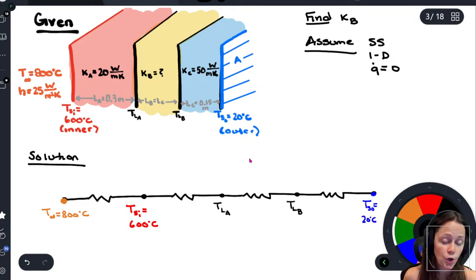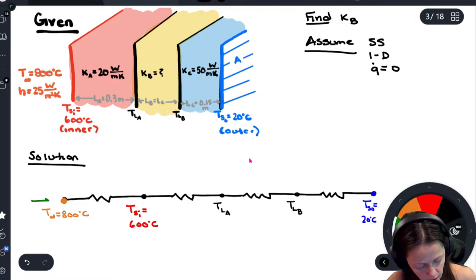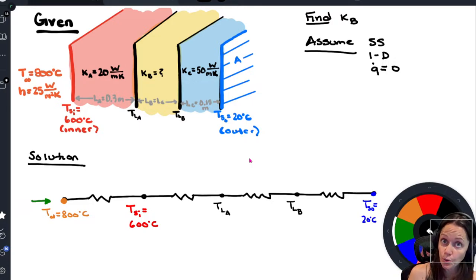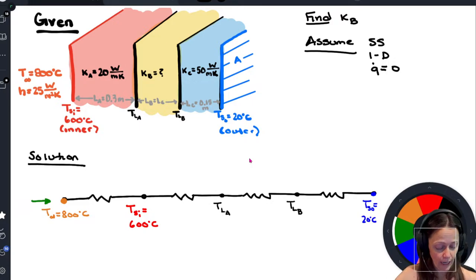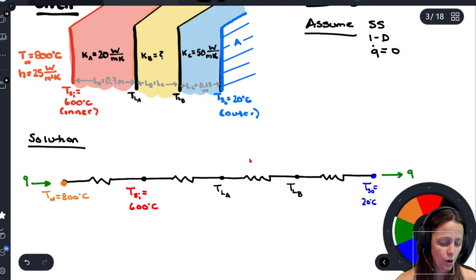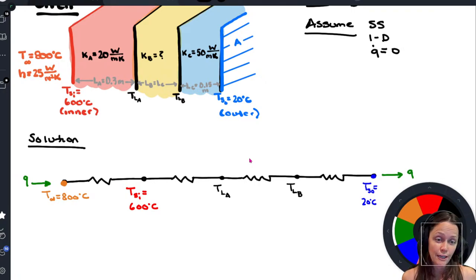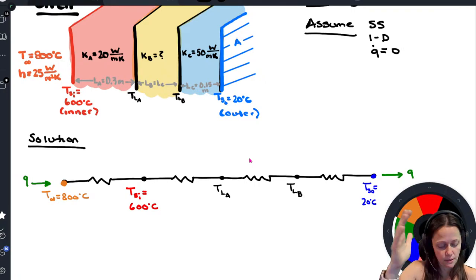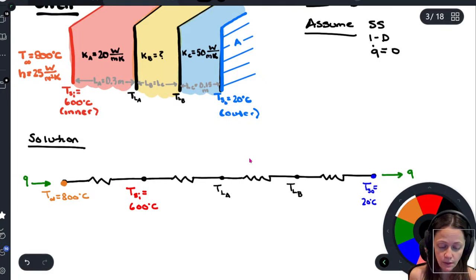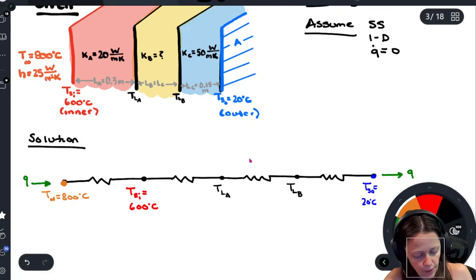All right. And I know this is one dimensional steady state and Q dot is equal to zero. So what goes in has to go out. So this Q is all the same. So it doesn't matter where I define that Q, what resistances or what temperatures I define it between, it's the same. All right, so that first resistance on the left-hand side is due to convection. Perfect. So I have 1 over hA.